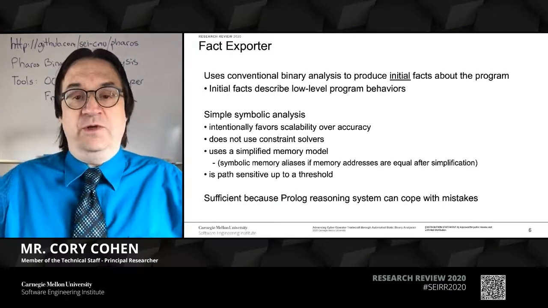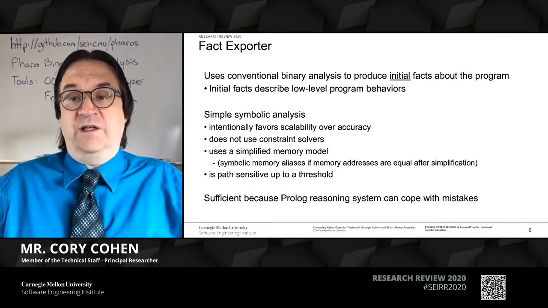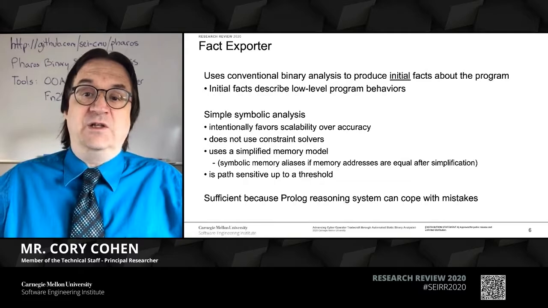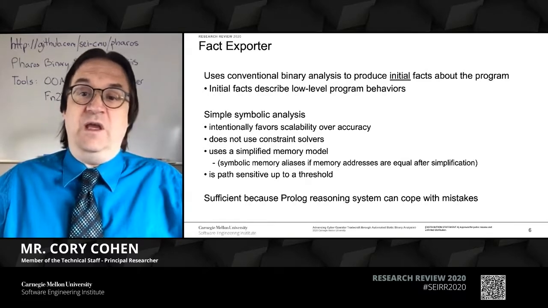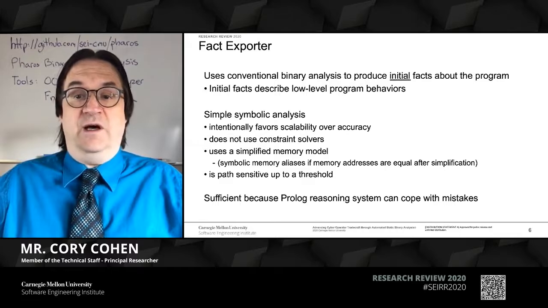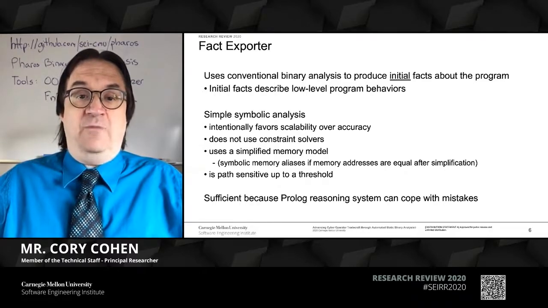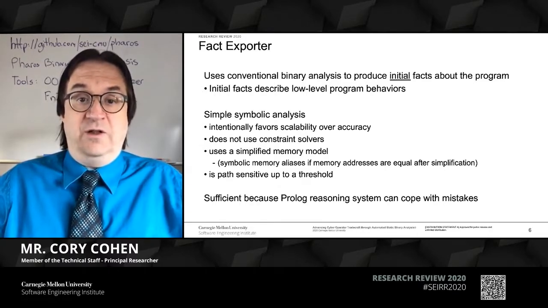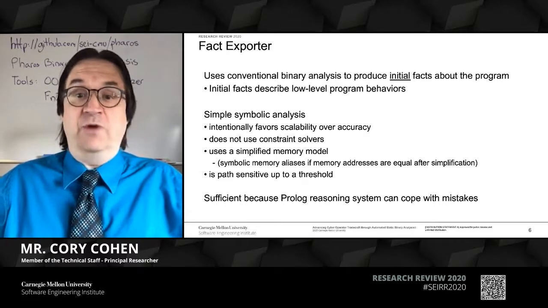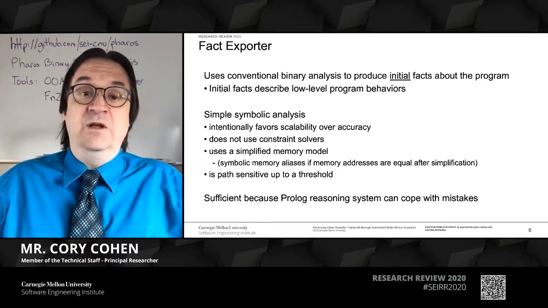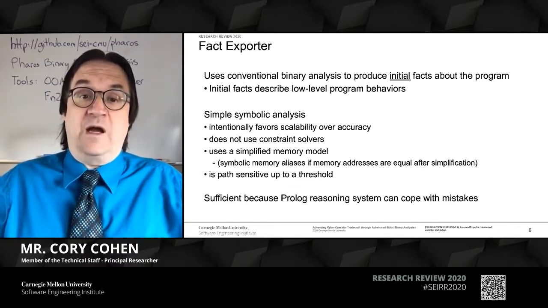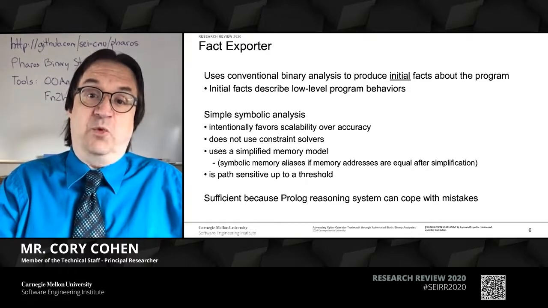So the first component in our tool is the Pharos fact exporter. As I've said before, it uses the Pharos framework, and it intentionally favors scalability over accuracy. So we're using that lightweight memory model and path sensitivity that we talked about earlier in the pathfinding segment. We're not using any of the fancy constraint solving approaches, but this is sufficient because we've designed our Prolog component so that it's able to overcome any inaccuracies or weaknesses in this fact exporting phase.